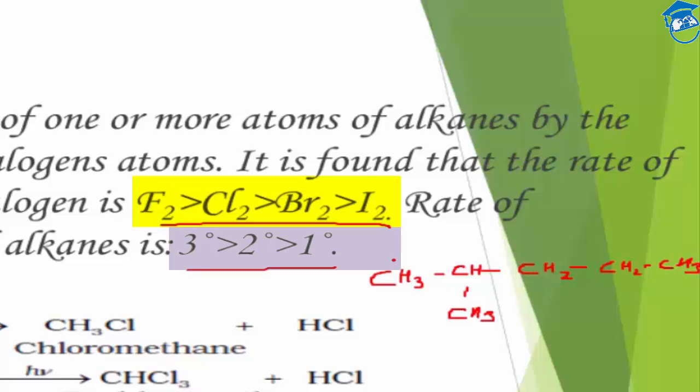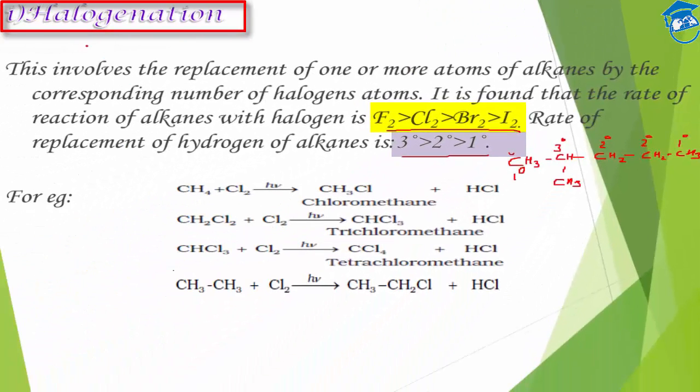For example, let's observe this. This carbon atom is attached to only one carbon atom, so it is 1 degree. This carbon atom is attached to 1, 2, 3, so it is 3 degree. This carbon is attached to 1, 2, so it is 2 degree. This carbon also 2, so it is 2 degree. This again only one carbon. So the number of carbon atoms attached to that atom will decide whether it is 1 degree, 2 degree, or 3 degree.